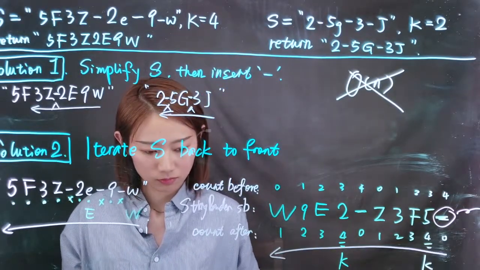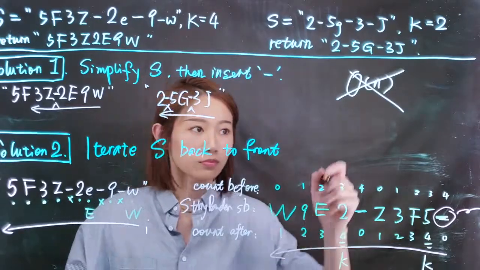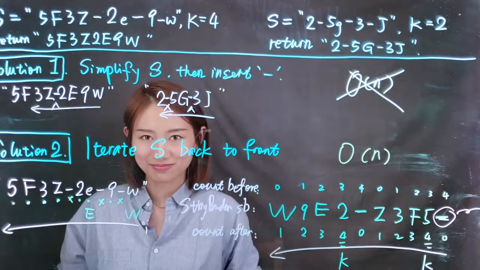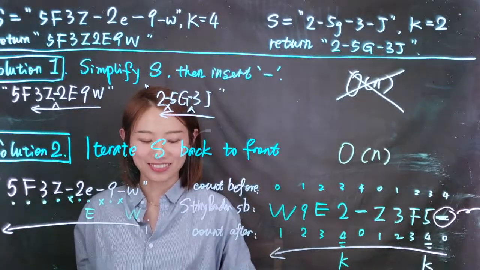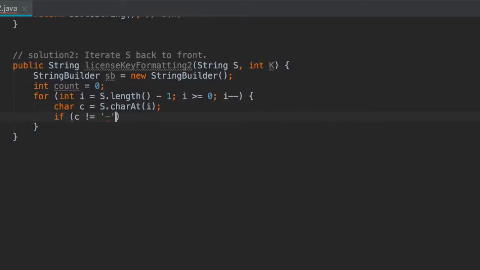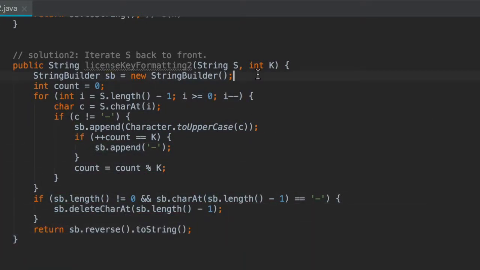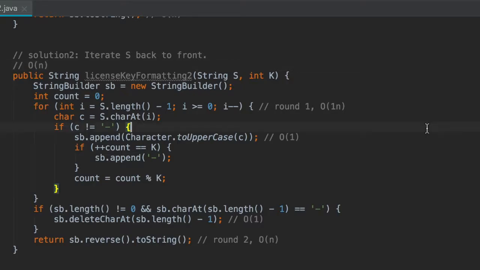Let's discuss the time and space complexity for this solution. Space is O(n) because we used a size n string builder. How about the time complexity? So the loop takes O(n) time, and inside the loop, string builder append takes O(1), so overall O(n) for round 1. For round 2, string builder reverse actually takes O(n) and the toString also takes O(n), so the overall time complexity for the solution is O(n).